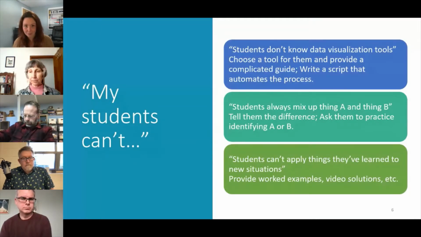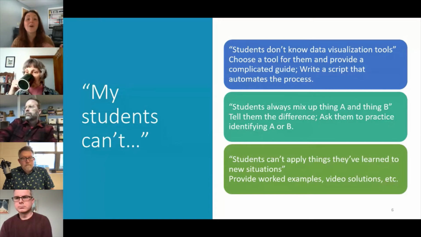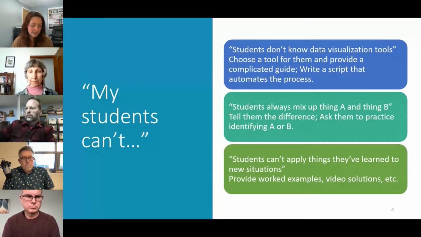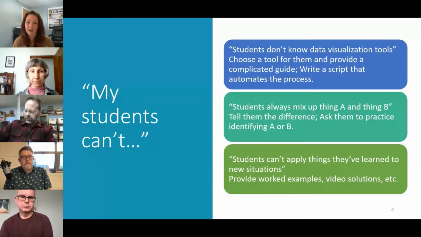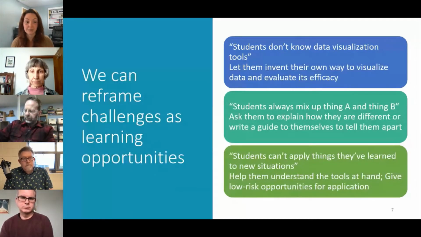Ask them to practice more, which, practice is good. I'm not saying practice is bad. Or, students can't apply things. So I'm going to give more examples. I'm going to give more and more and more. But I encourage you to start thinking about how these challenges can be reframed as learning opportunities.